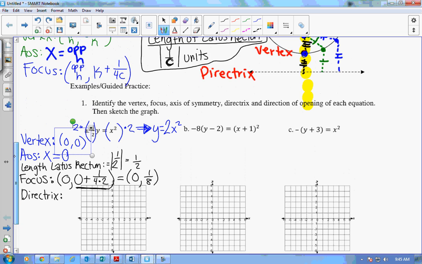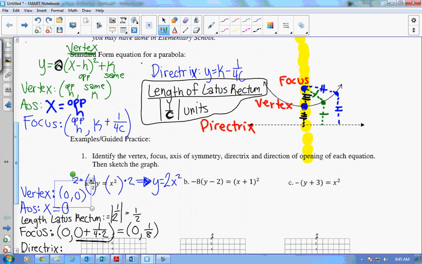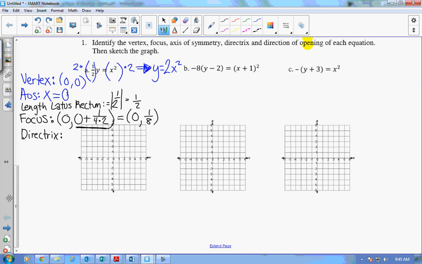Okay, the directrix is y equals, because it's a line, k. What is k? It comes from the vertex. What was our k in this case? 0, but it's minus 1 over 4c. For the focus it's plus 1 over 4c. So instead of positive 1/8, the directrix will have 0 minus 1/8, which is negative 1/8. So the directrix is y equals negative 1/8.